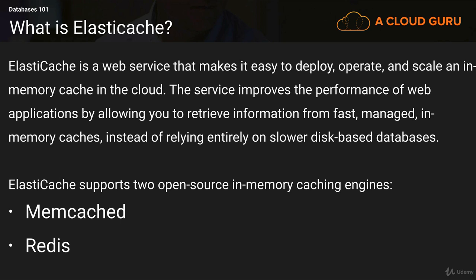Then finally, moving on, we just need to talk about one last thing, which is Elasticache. Elasticache is basically a web service that makes it easy to deploy, operate, and scale an in-memory cache in the cloud. So what does that actually mean? Well, basically, this allows you to retrieve information a lot quicker. It allows you to retrieve information from fast managed in-memory caches instead of relying on your slower disk-based databases.